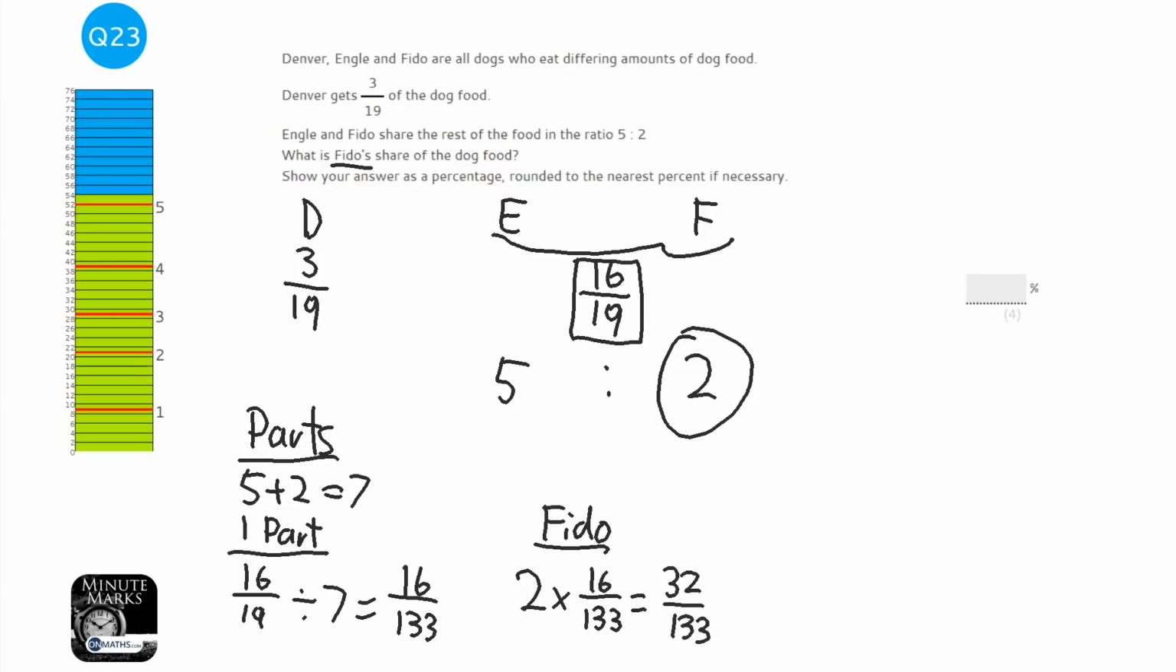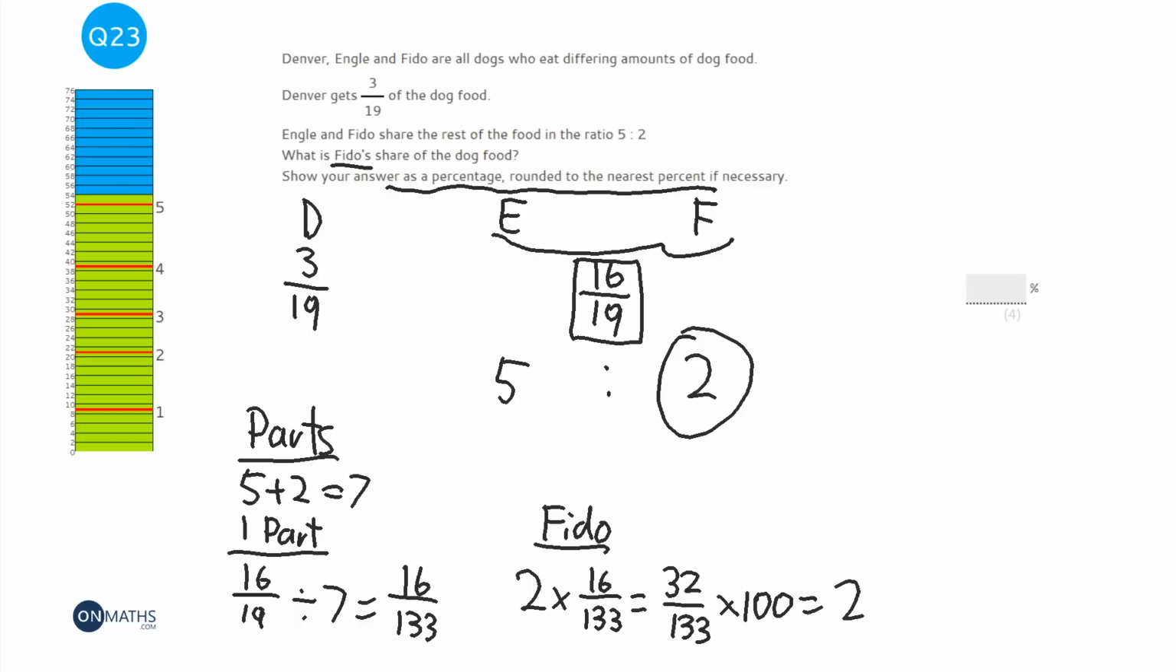Now it does say show your answer as a percentage rounded to the nearest percent. So to work between fractions and percentages, I just need to times by 100. I'll do it on the calculator, times by 100, and press S to D if it comes up as a fraction, and it says 24.060 and so on. So to the nearest percent, Fido gets 24%.